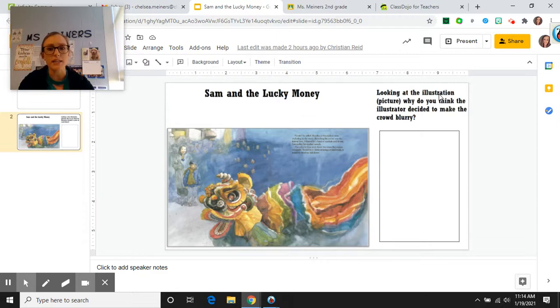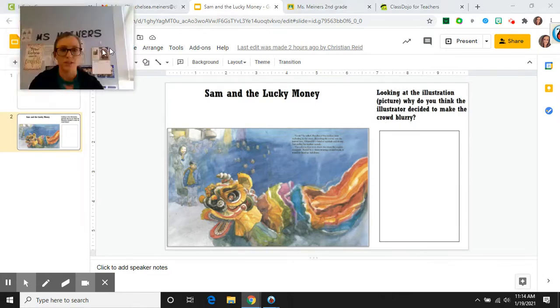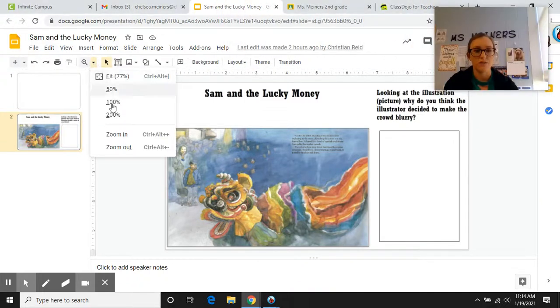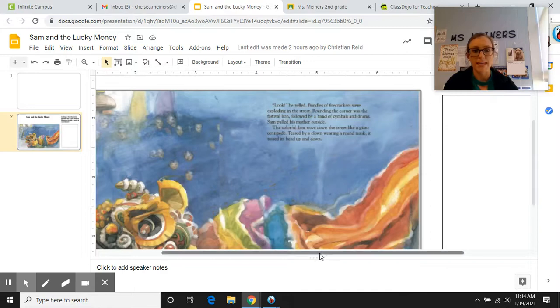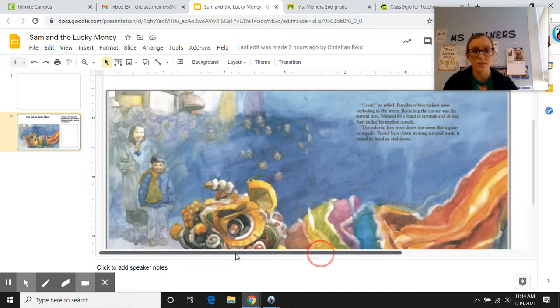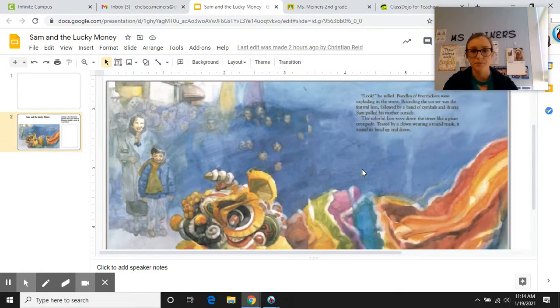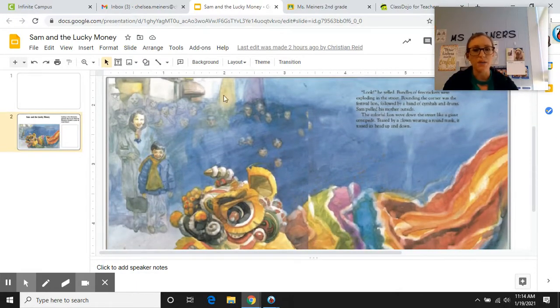It says, look at the illustration or the picture. Why do you think the illustrator decided to make the crowd blurry? So look very closely at the illustration. I'm going to move this over here so that I can zoom in on the illustration for you. Now, remember, as I was reading, I told you this illustration would come back. Let's look at this illustration here. Why do you think the illustrator made the crowd blurry?